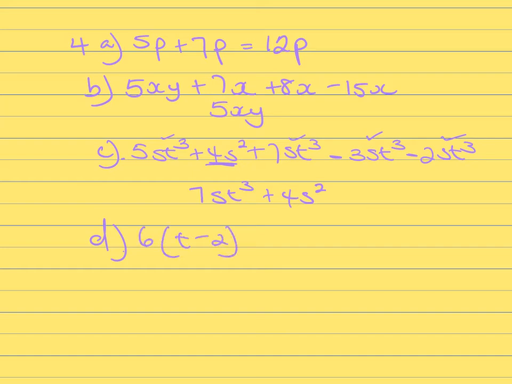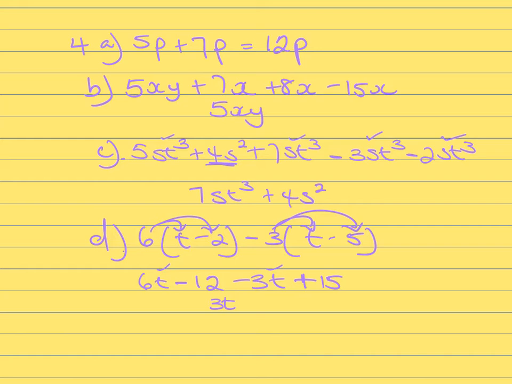6 times t minus 2, minus 3 times t minus 5. So the first thing we do is expand each bracket, being careful with our minus signs. So we'll get 6t minus 12 minus 3t plus 15. 6t take away 3t will give us 3t, and minus 12 plus 15 will give us plus 3.